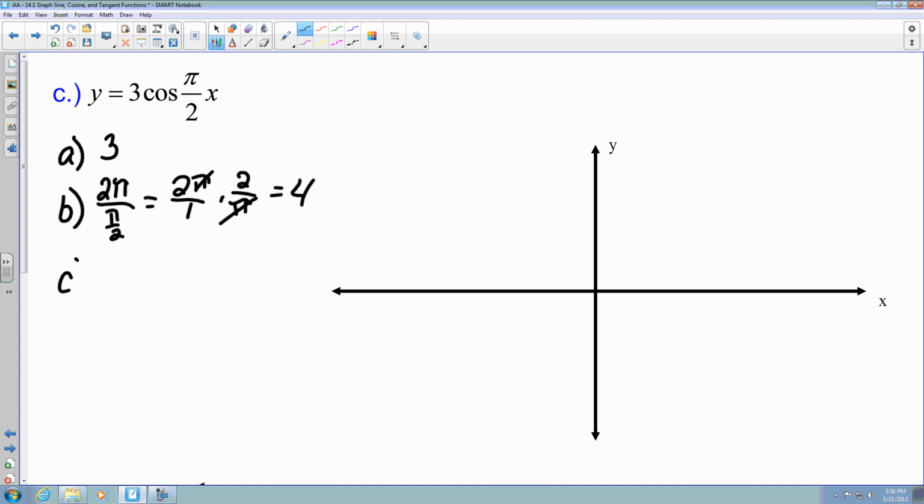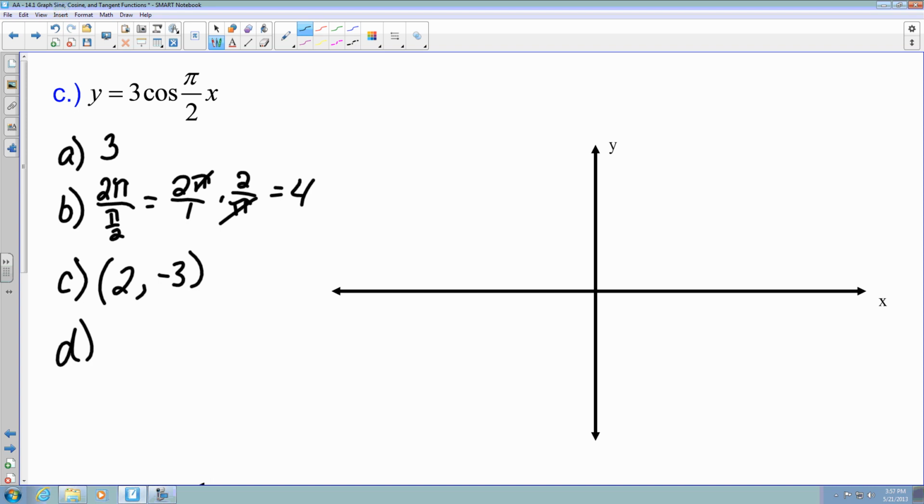So if I go to C now, I'm going to find my minimum coordinate, and for cosine there is one minimum coordinate, and it's going to be 1/2 the period. The period's 4, so half of that's going to be 2, and then it's going to be by negative a, and well, a is 3, so it's going to be negative 3.